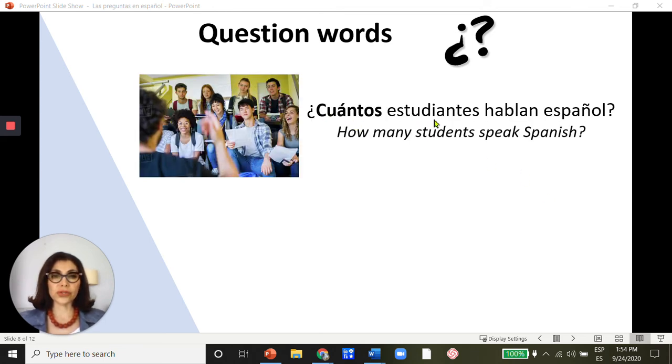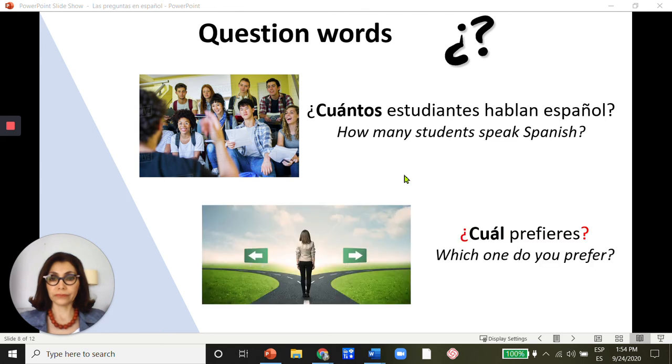¿Cuántos? ¿Cuántos estudiantes hablan español? 25 estudiantes hablan español. ¿Cuál prefieres? ¿Cuál? You're going to see that this is similar to the qué, but we use it usually when there are choices that we can pick from, just like in English.